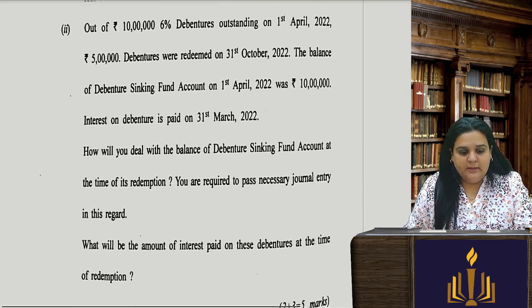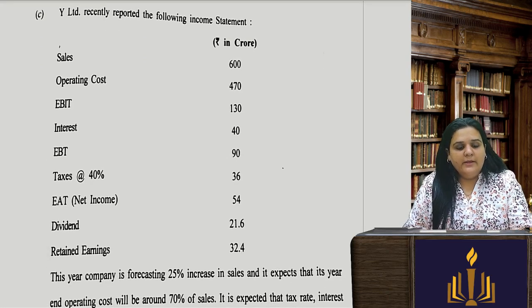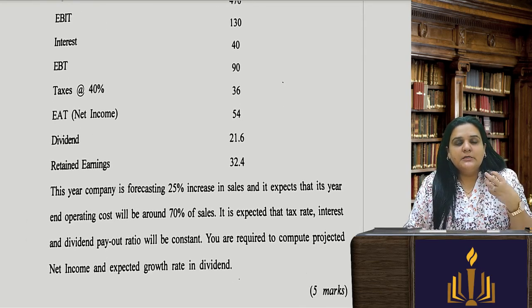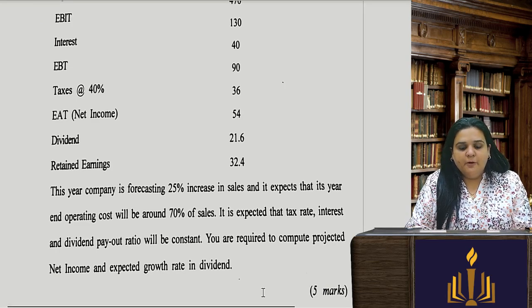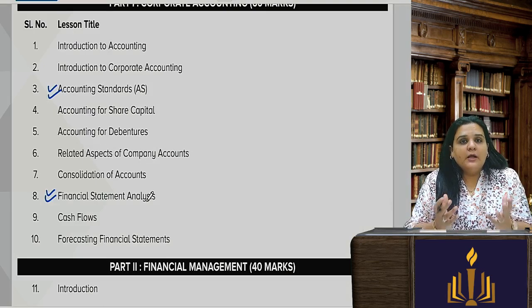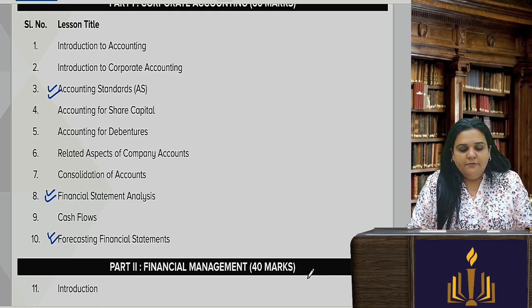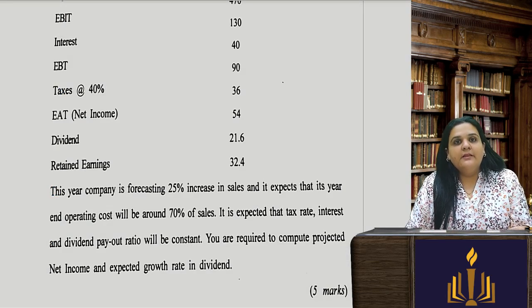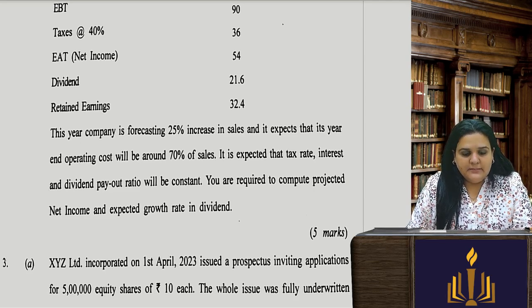so simple and easy. Then coming to C of question number 2, okay, wherein they have given you entire income statement, and then they have given you certain projections and forecasting. Okay, so this again comes from the chapter which is forecasting of financial statements, wherein they have given you certain projected details of sales, etc. Okay, and we have to then calculate the projected net income, again for 5 marks.